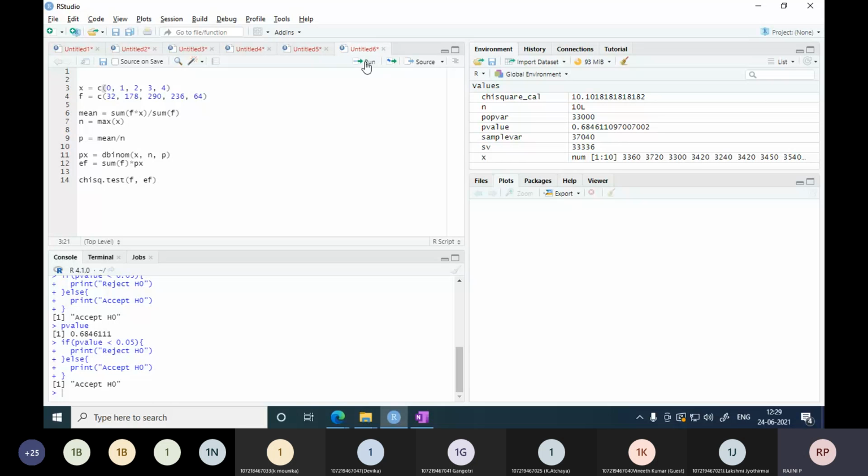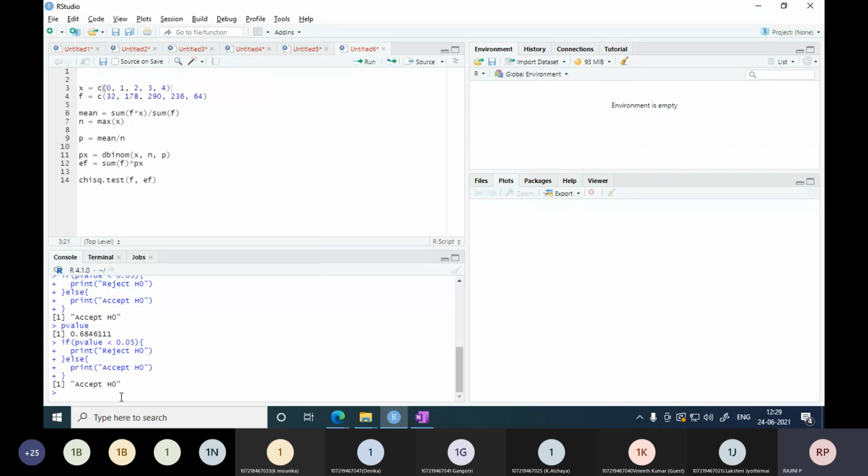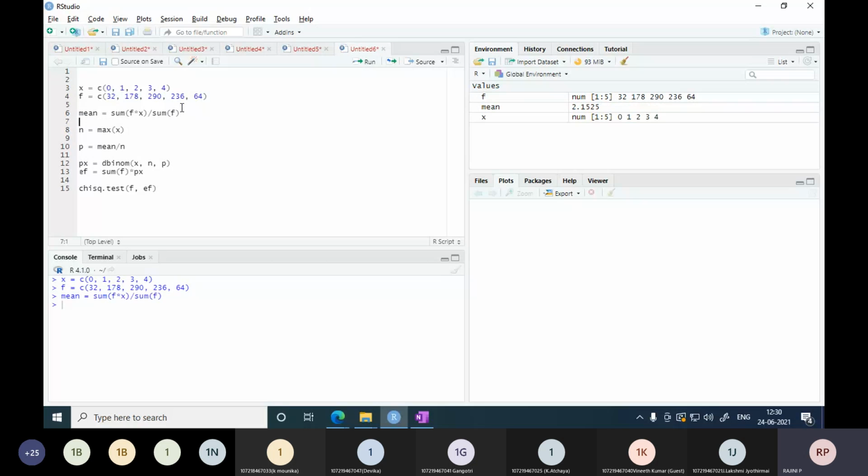Before running, clear the environment window and the console. If you don't clear the console, no problem. And now go and run the x values. The values are stored into the x and into the f, and the mean value. Okay, what is the mean? We'll see. What is the mean value? That is equal to 2.15. And n is equal to the maximum of x. Check it. Yeah, got it. N as 4, right?